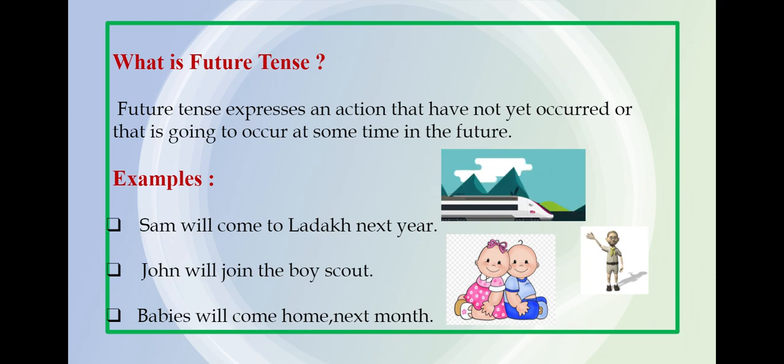So, what is future tense? Future tense expresses an action that has not yet occurred or that is going to occur at some time in the future. Like Sam will come to Ladakh next year. So his friend has invited him and he will go to Ladakh. So his friend is saying that Sam will come to Ladakh next year. John will join the Boy Scouts. Babies will come home next month. So we are talking about action that has not yet occurred or that is going to occur at some time in the future.